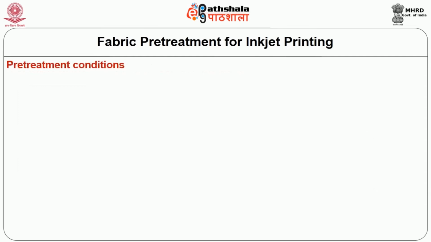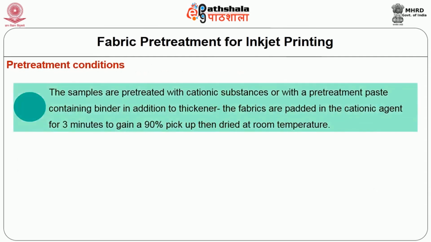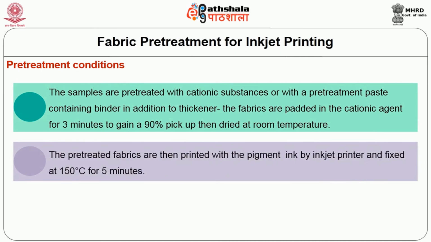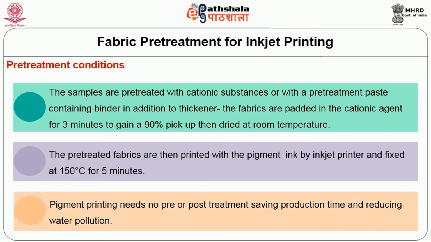The pre-treatment conditions. The samples are pre-treated with cationic substances or with a pre-treatment paste containing binder in addition to thickener. The fabrics are padded in the cationic agent for 3 minutes to gain a 90% pickup, then dried at room temperature. The pre-treated fabrics are then printed with a pigment ink by inkjet printer and fixed at 150 degrees centigrade for 5 minutes. Pigment printing needs no pre or post treatment, saving production time and reducing water pollution.